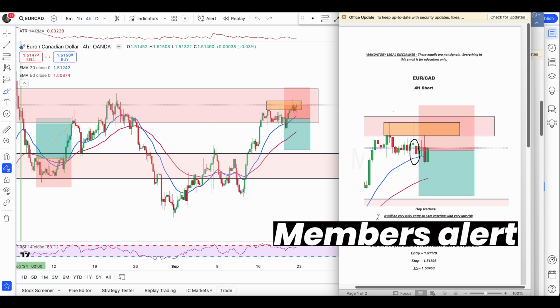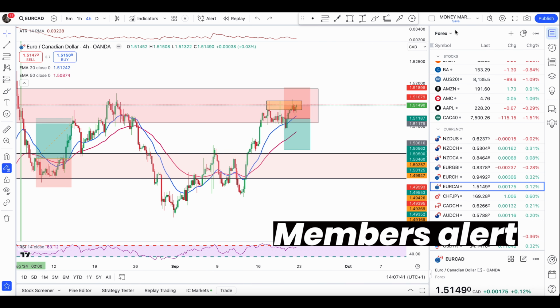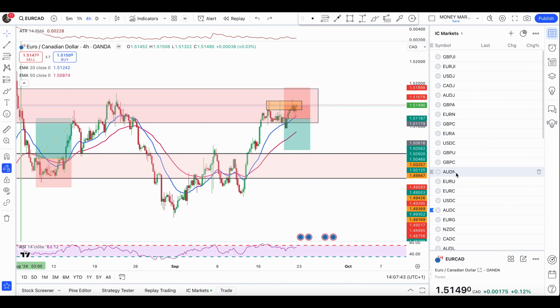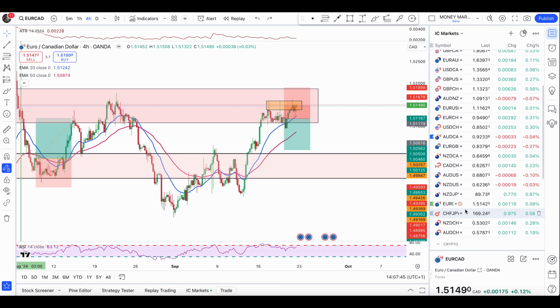I've already mentioned that it would be a very risky entry, so I'm entering with a very low risk. I still take my trades because I have some good winning trades, so it is no harm for me to take one risky trade with a low risk, and that is a good example of that. Let me show you the real account where this trade is running right here. As you can see, this small sign, it is my real account, and this trade is still running.